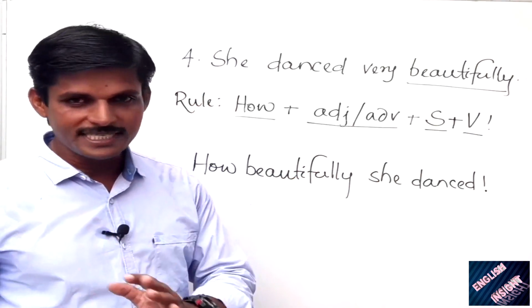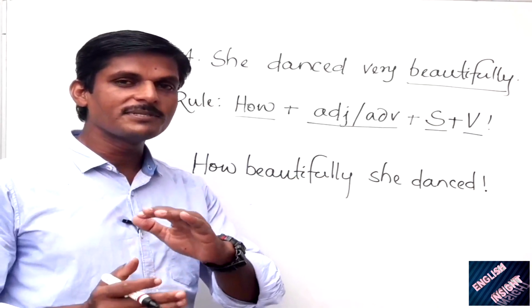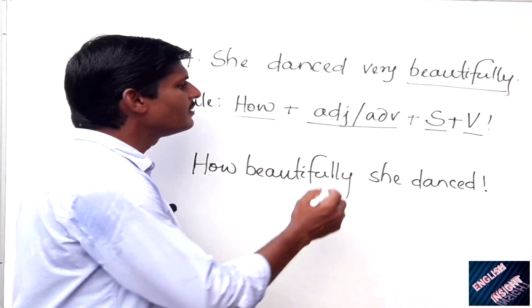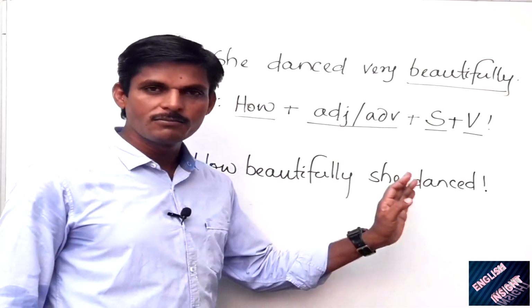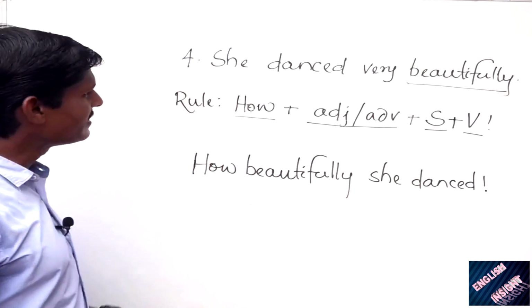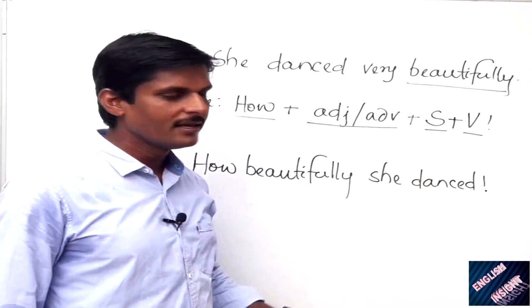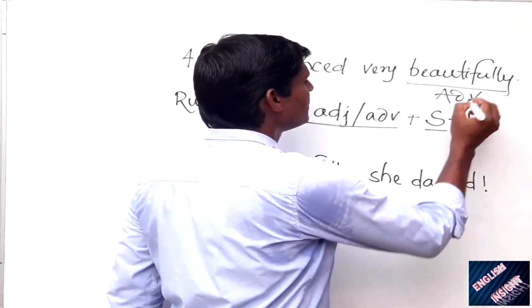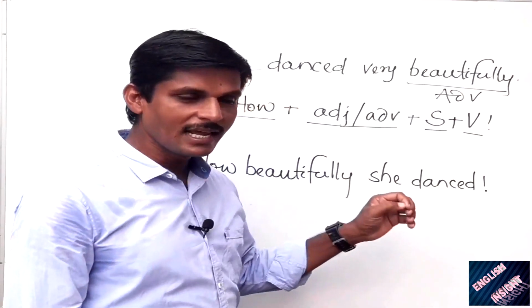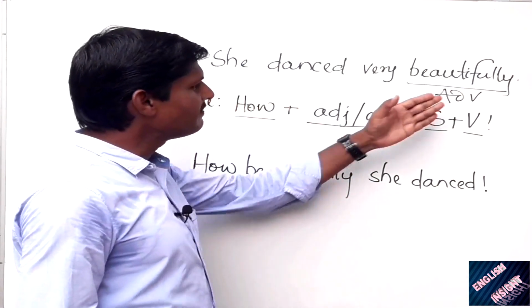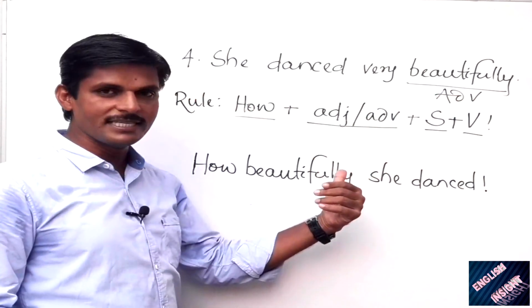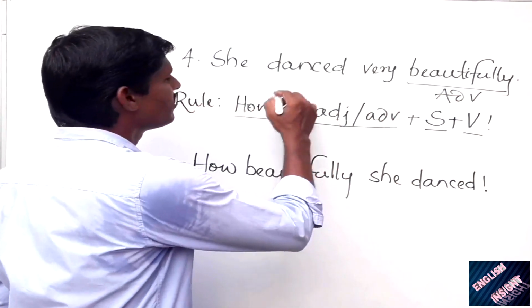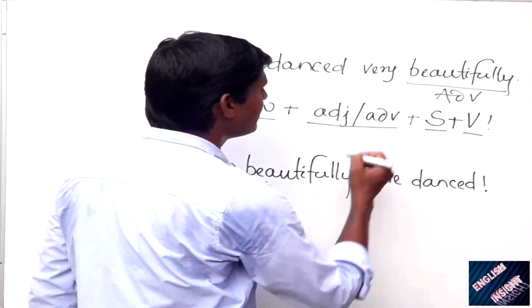The rule is the same, but the declarative sentence has been written differently. The rule is how plus adjective or adverb plus subject plus verb. The declarative sentence is, she danced beautifully. Here beautifully is an adverb. Previously I told you that an adjective is used here, but this time an adverb has been used in the sentence. So, she danced very beautifully. Beautifully is the adverb here.